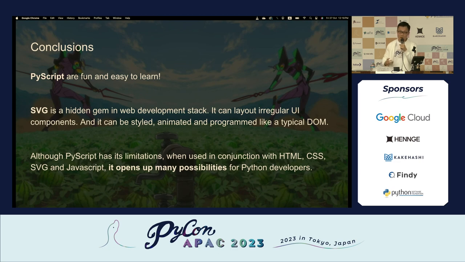The conclusion is that PyScript and Pyodide are fun and easy to learn. And then I think SVG is kind of a hidden gem in the web development stack that everyone can try to play with. It's not very popular, but it allows you to lay out irregular components. And then it can be added to the DOM tree, then you can style it, you can program it, and you can animate it along what you want. So it's very flexible. And finally, even though PyScript has some limitations, I think combining it with HTML, Cascade Style Sheets, and even SVG gives us many possibilities.